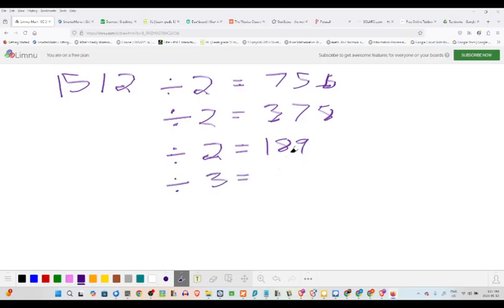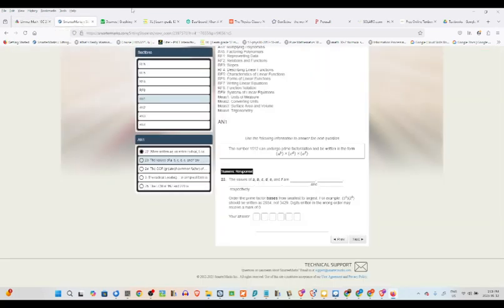It's divisible by 3. Goes into that 63 times. 21. And 7. So we have 2 3 times, 3 2's, 3 3's, 1 7. So that's 2 to the 3, 3 to the 3, 7 to the 1.